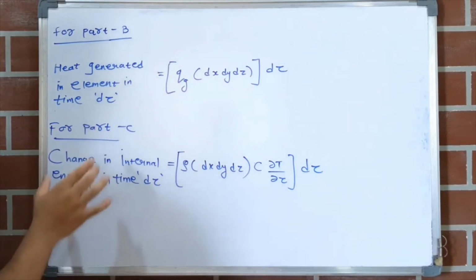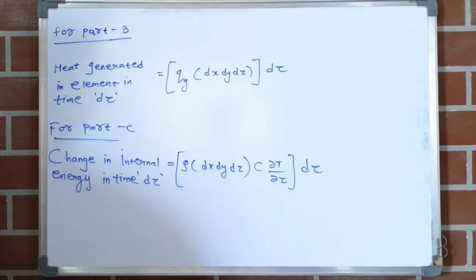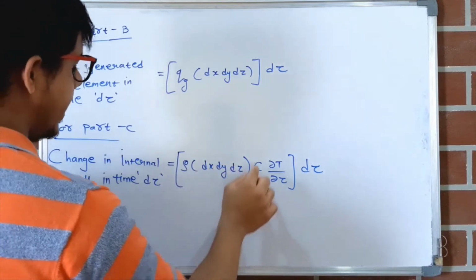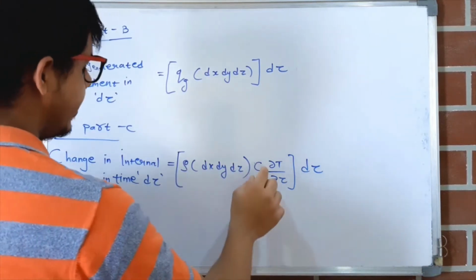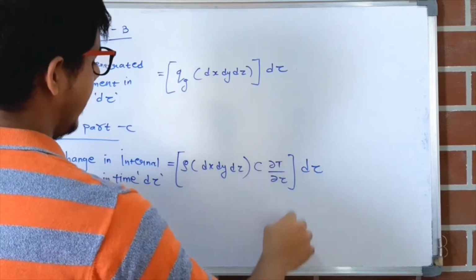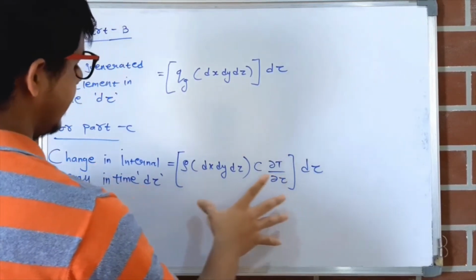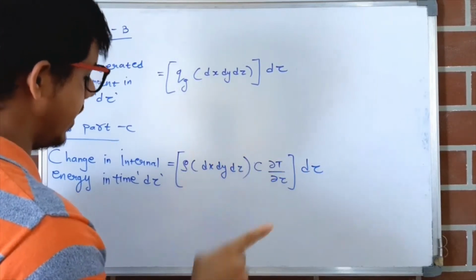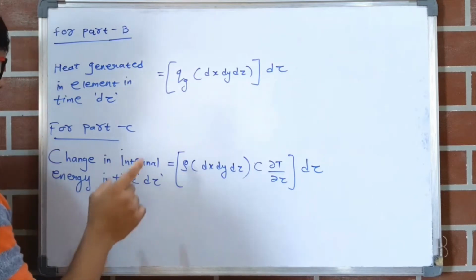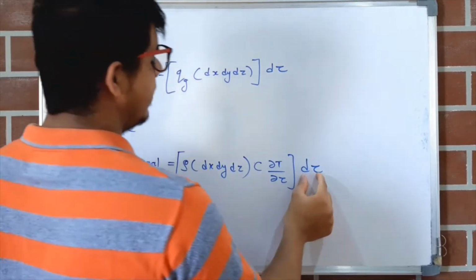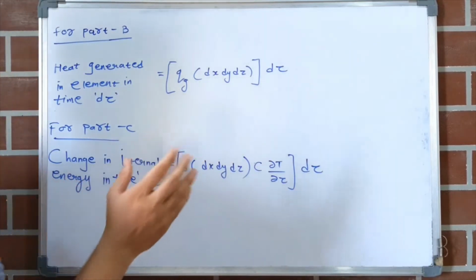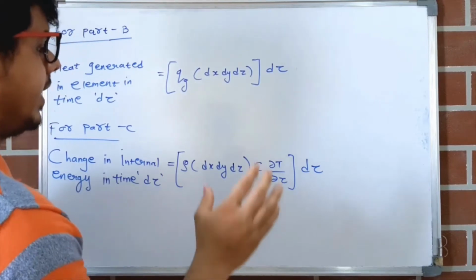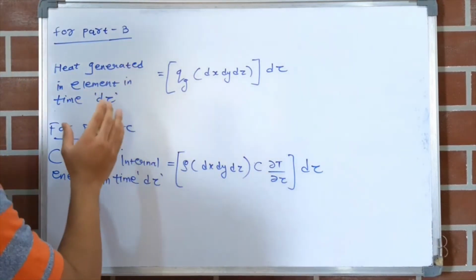Now for part C, change in internal energy in time d tau equals rho into dx dy dz into C, where C is the specific heat, into del t by del tau, multiplied by d tau. In the previous video we derived only this much because we derived that equation for unit time interval. If we want to derive it for time interval d tau, then we just multiply by d tau. In the previous video I used part 1, part 2, part 3, but it is the same as part A, part B and part C.